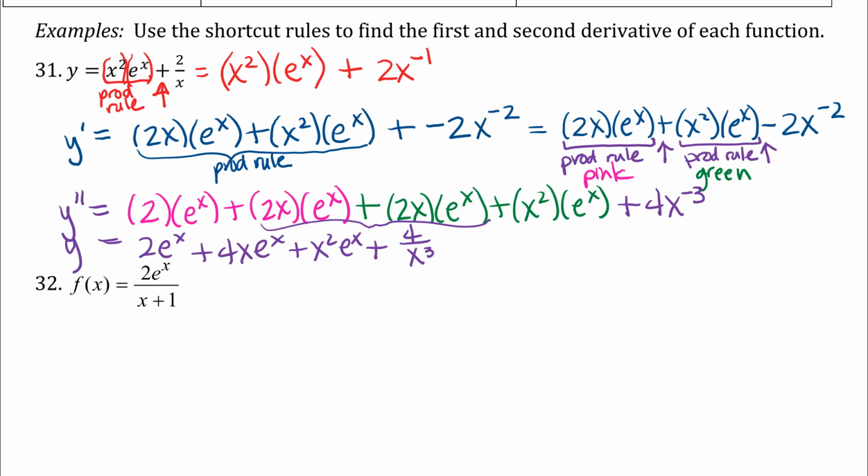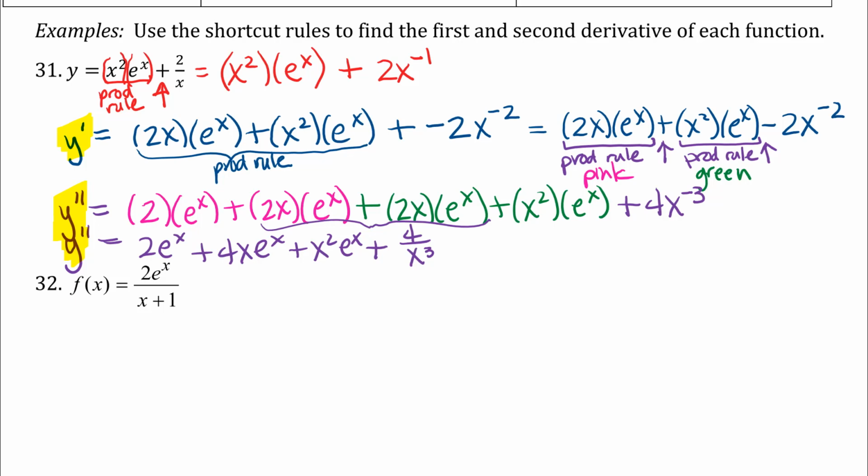All right, and especially when you have problems like this where you have the original function and a first and second derivative, it's important that you label your work and your results so that you don't just have things floating around that are unlabeled. You're going to have two different results here. So you've got your first derivative labeled and your second derivative labeled. All right, let's go ahead and look at this next one.